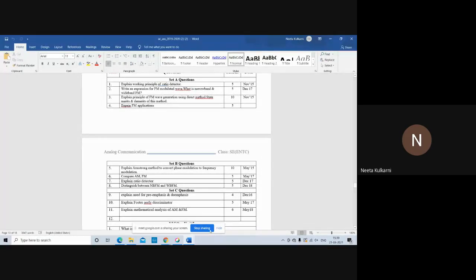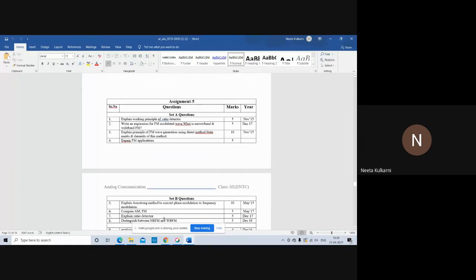Okay. So we will see this assignment questions and MCQ first for this chapter. So first question is explain the working principle of ratio detector. So just now we have seen that diagram and its explanation you have to write in that. Then second, write an expression for FM modulated wave. Write the derivation of FM in the answer.